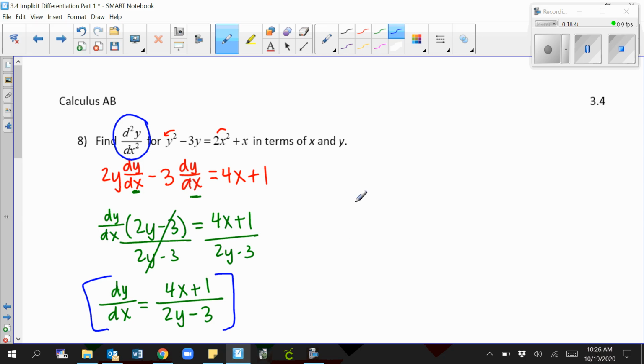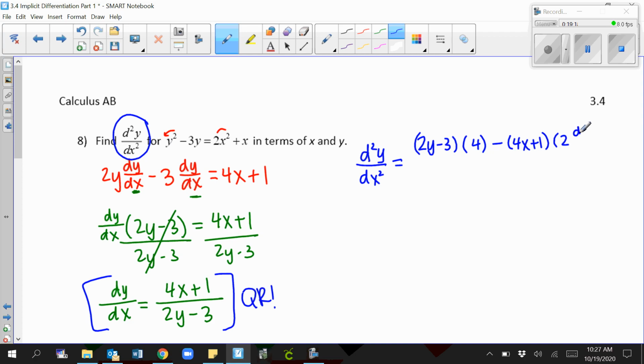So when I take my derivative here, it's going to be d squared y over dx squared is equal to, and it's a fraction, so I have to do my quotient rule. So low, 2y minus 3, times d high, so the derivative of 4x plus 1 is just 4, minus high, so my 4x plus 1, d low, well the derivative of 2y minus 3 is 2 dy dx, and that's all over my low, which is 2y minus 3 squared.